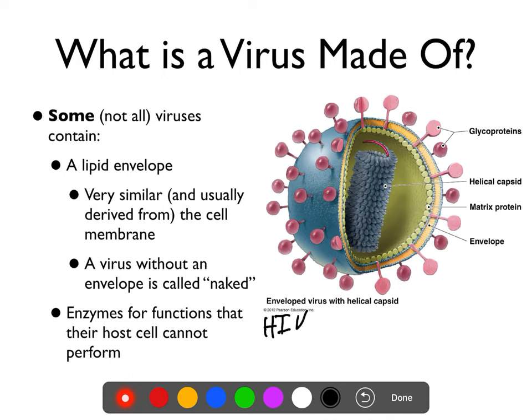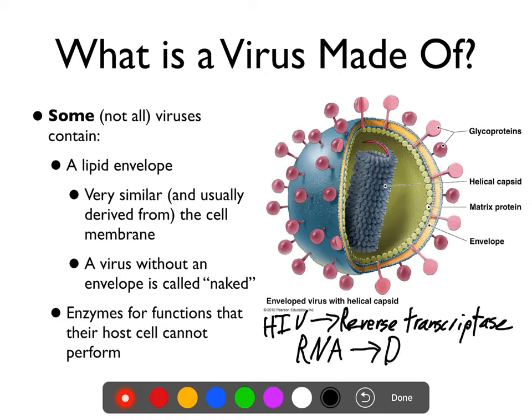HIV, everyone's probably heard of it. When it infects a cell, it carries in an enzyme called reverse transcriptase. And what reverse transcriptase does is it turns RNA into DNA. Now, you've got lots of proteins naturally in your cells that turn DNA into RNA. That's transcription. That's something that you do. You don't usually turn RNA into DNA.